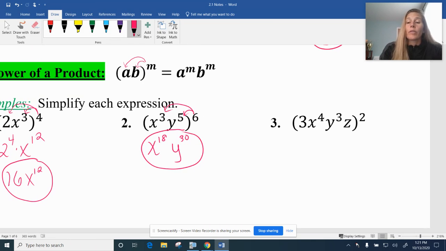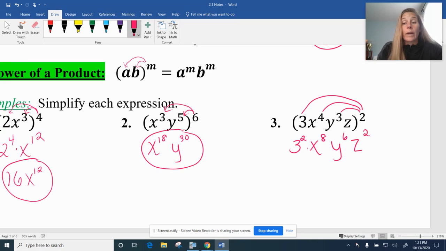And then for number 3, we're going to have 3 squared times x to the 8th, because 4 times 2 is 8, times y to the 6th, because 3 times 2 is 6, times z squared. 3 squared then can be worked out a little bit further to get the 9, and then this would be our final answer.